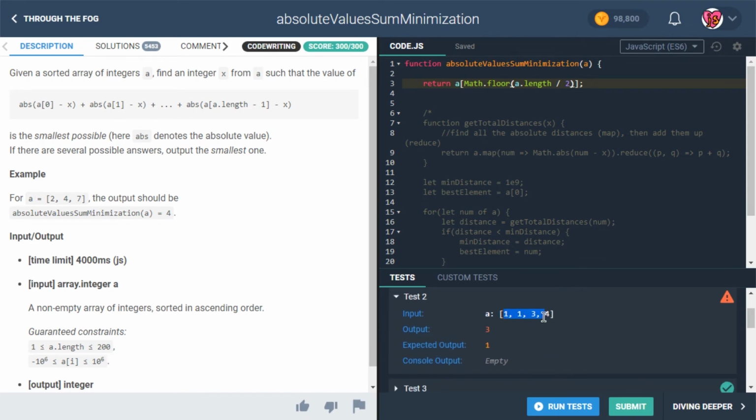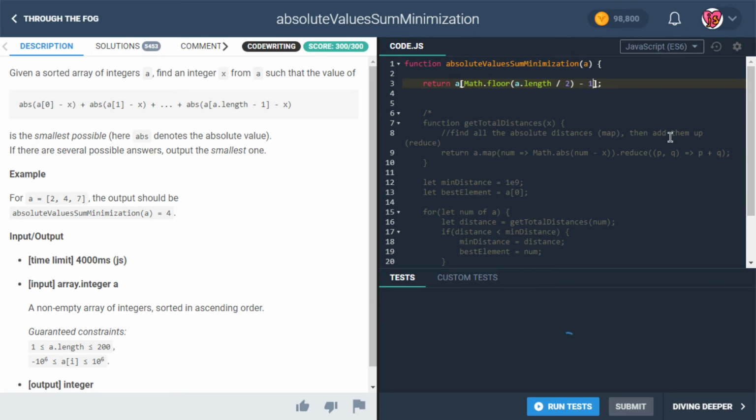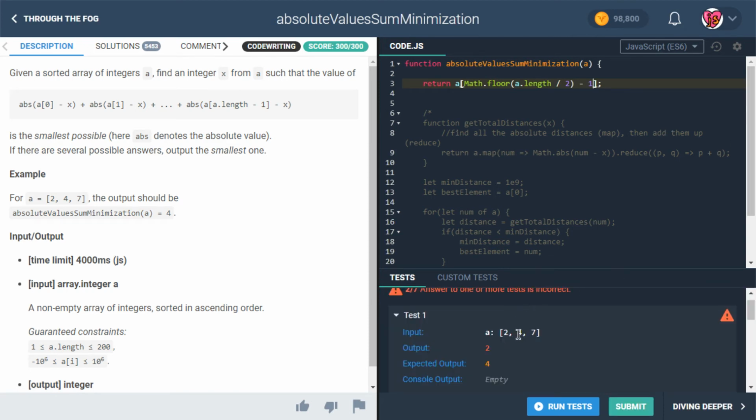What's the length here? It would be 4. 4 divided by 2 would be 2, so we don't have to math.floor that at all. We have the 2 already. The thing is, 2 isn't what we're looking for. 2 is too big. So, we could subtract 1 from this. But now we're going to have a new problem because now this one is too low.